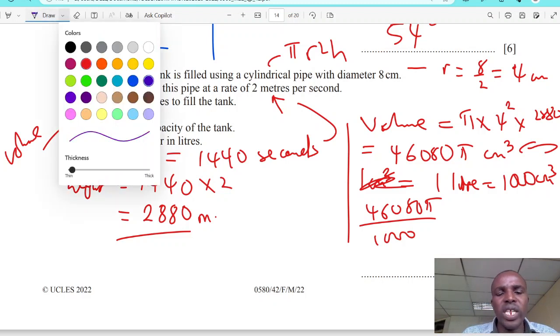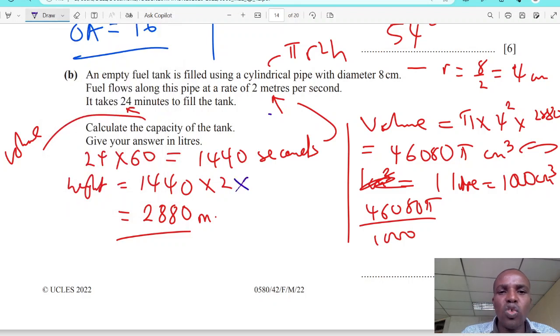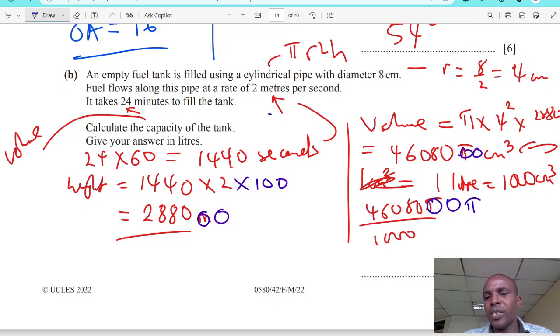Or even here you can still do the same, but to convert this one to centimeters, 2 meters, you multiply by 100. So it's supposed to be 200. So this item is supposed to add 2 zeros, so that it will be in cubic centimeters. Then here it's supposed to be 2 zeros, then pi. Like this. Then divide this one.